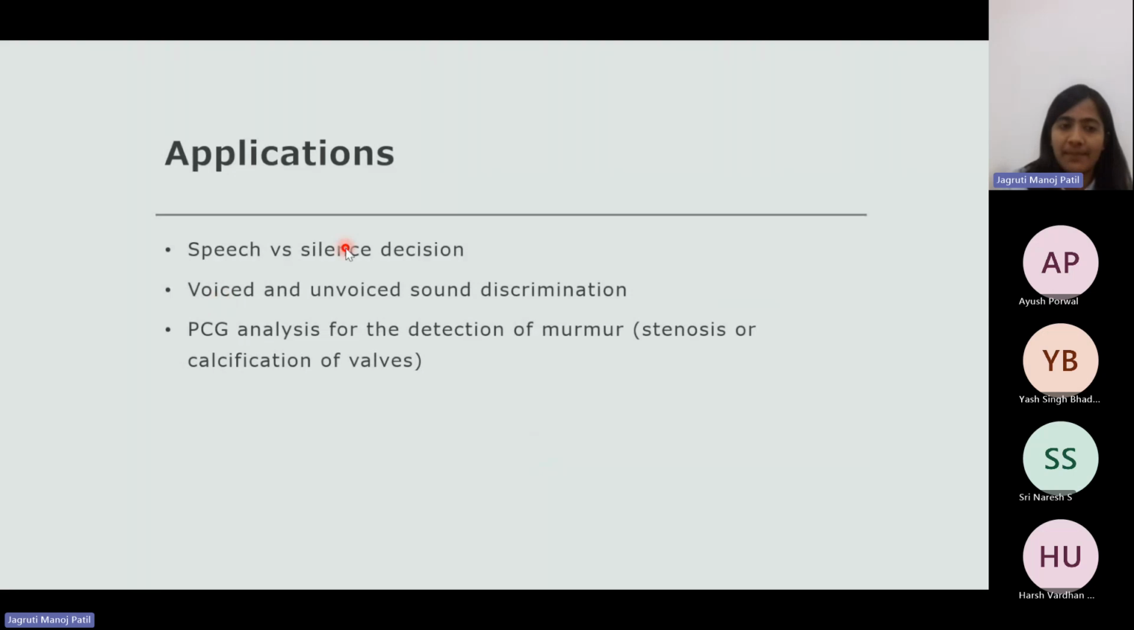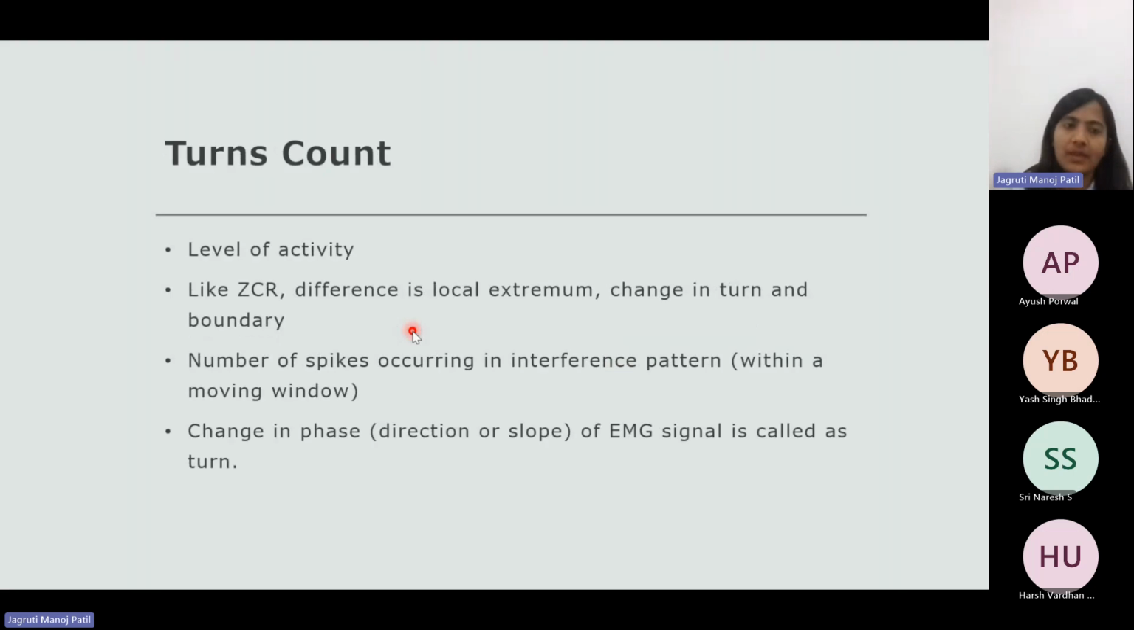Applications for this zero crossing rate include speech and silence decision, voiced and unvoiced sound discrimination, and PCG analysis for the detection of murmurs, say stenosis, or calcification of a valve where some buildup is there.